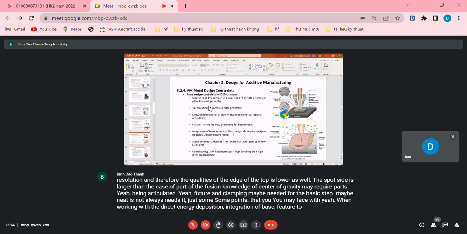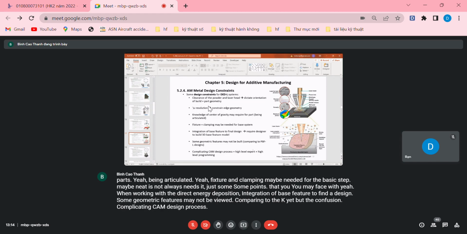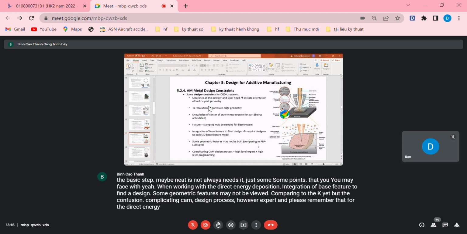Integration of base feature to final design. Some geometric features may not be built, comparing to the case of powder bed fusion, complicating the CAM design process and requiring a high-level expert. And please remember that for directed energy deposition, you have the M code, you have the G code.